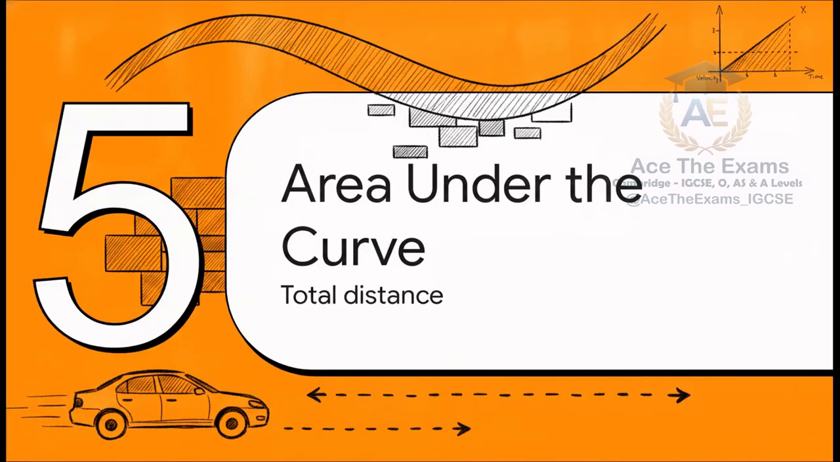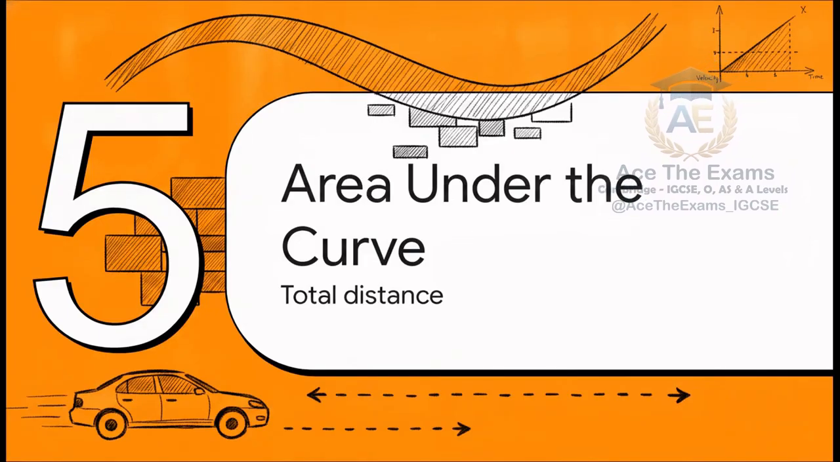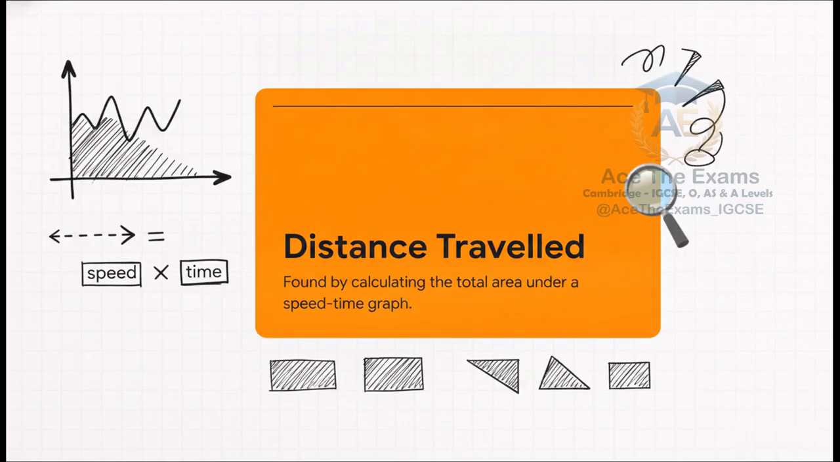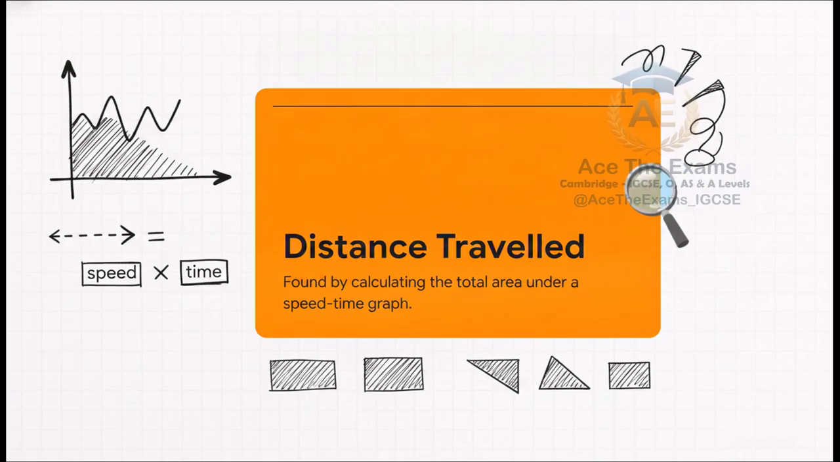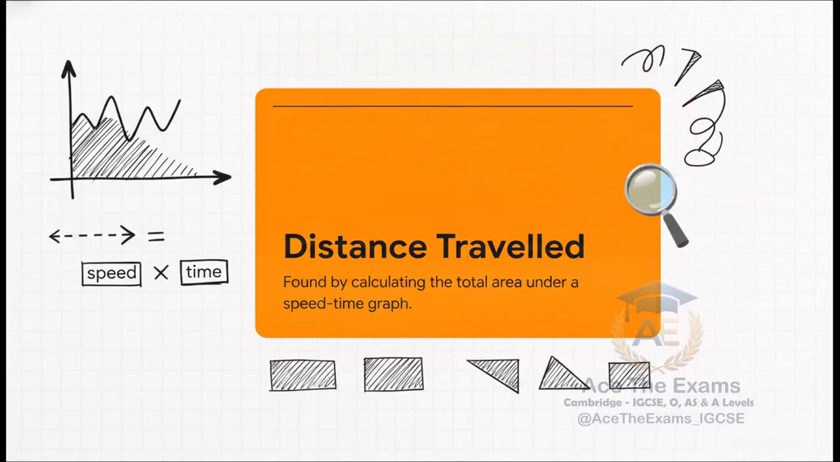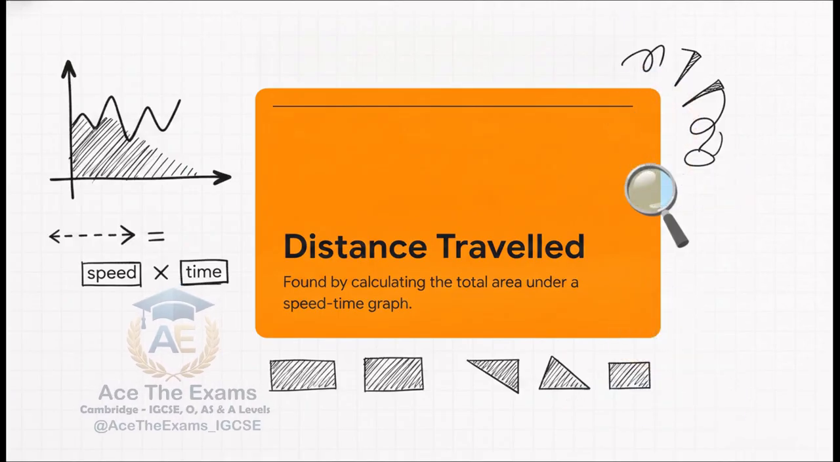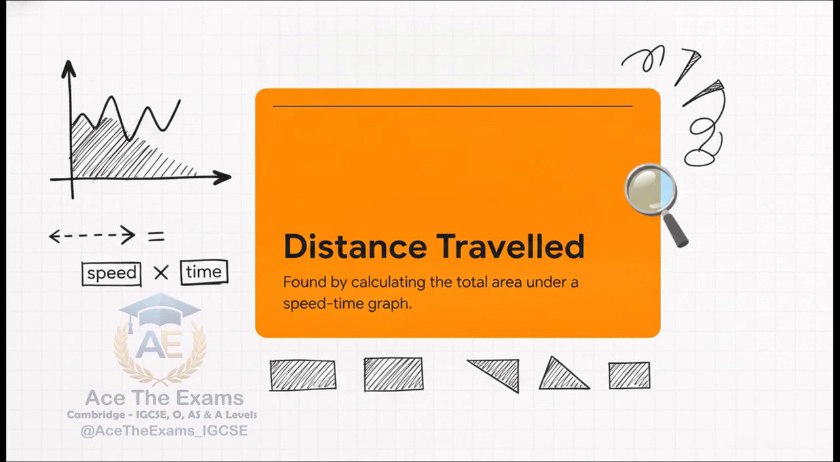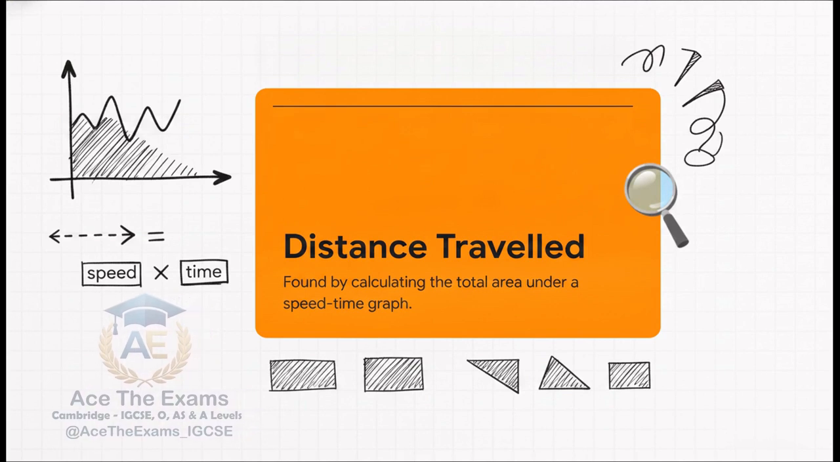Section 5, area under the curve, finding total distance. This reveals one of the most beautiful connections in all of kinematics, and it forms the basis of our final system. If you have a speed-time graph, you can find the total distance traveled by simply calculating the area trapped between the graphed line and the horizontal time axis.